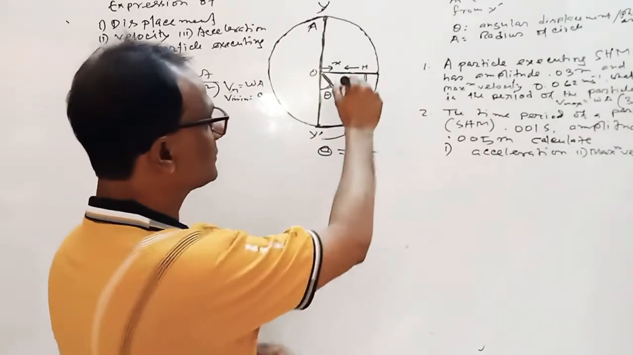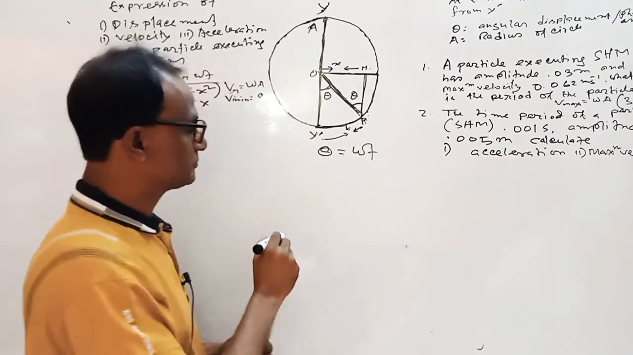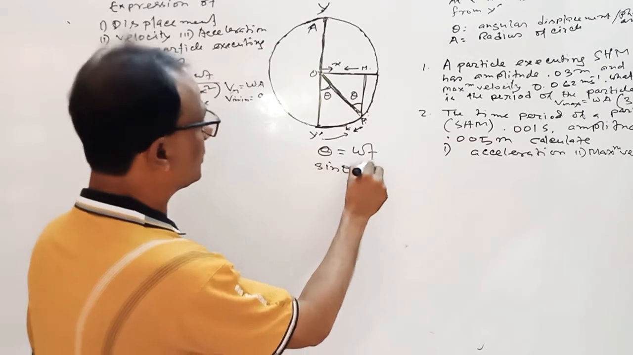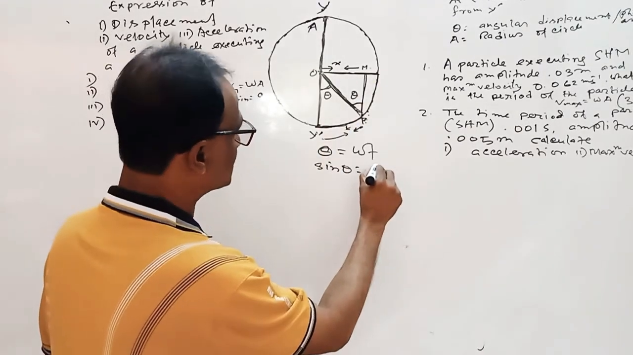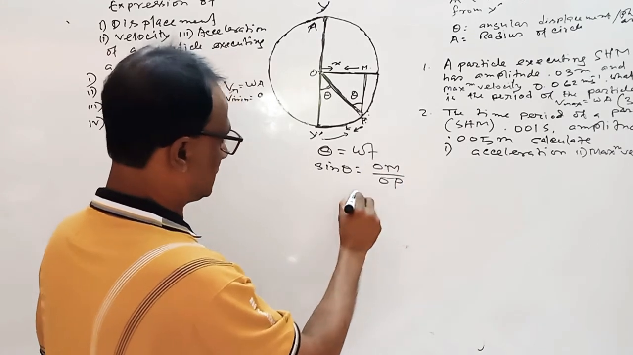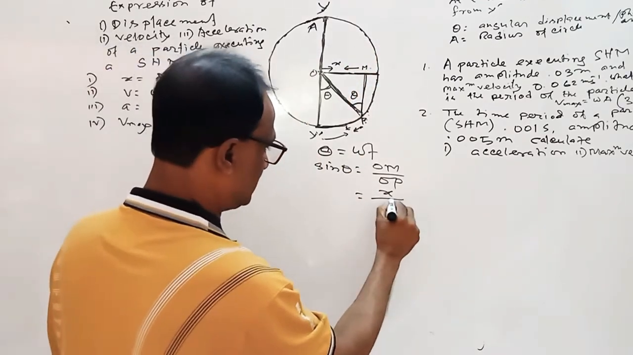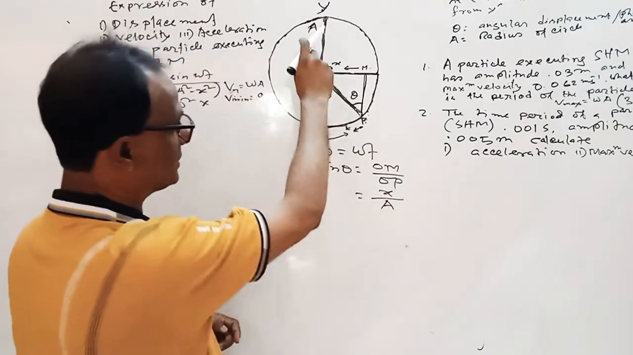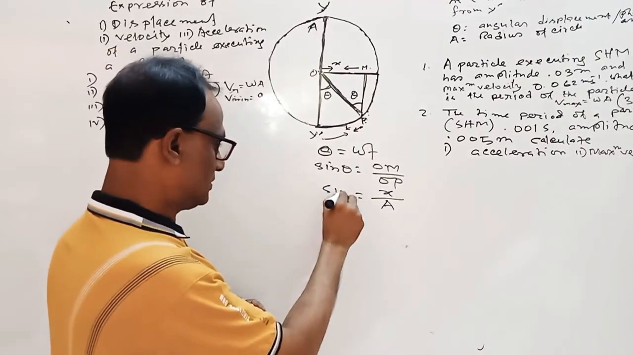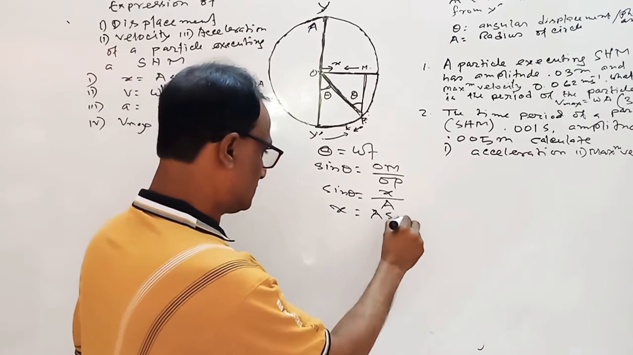So from the triangle OPM, we have sin theta equal to x, that is OM by OP. OM is nothing but our x displacement, and OP is nothing but the radius of the circle, a. So sin theta equals x by a, that is x equal to a sin theta.